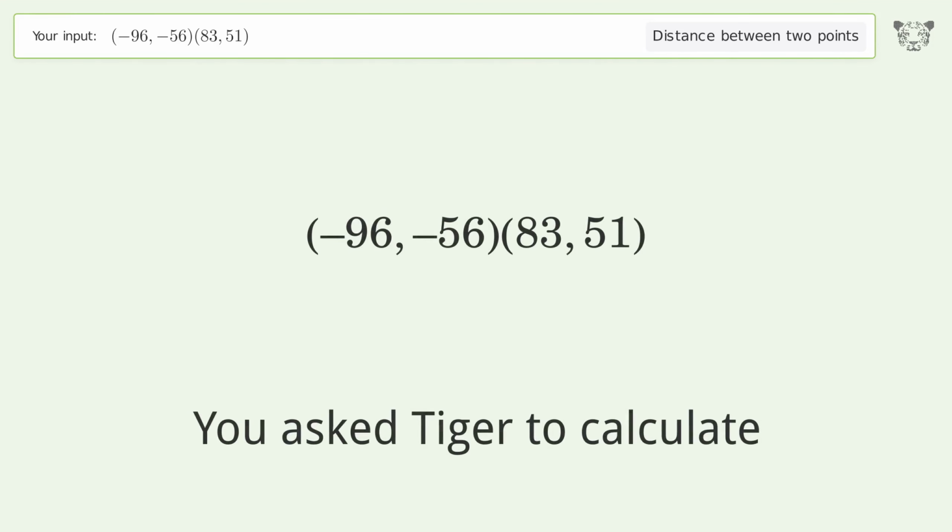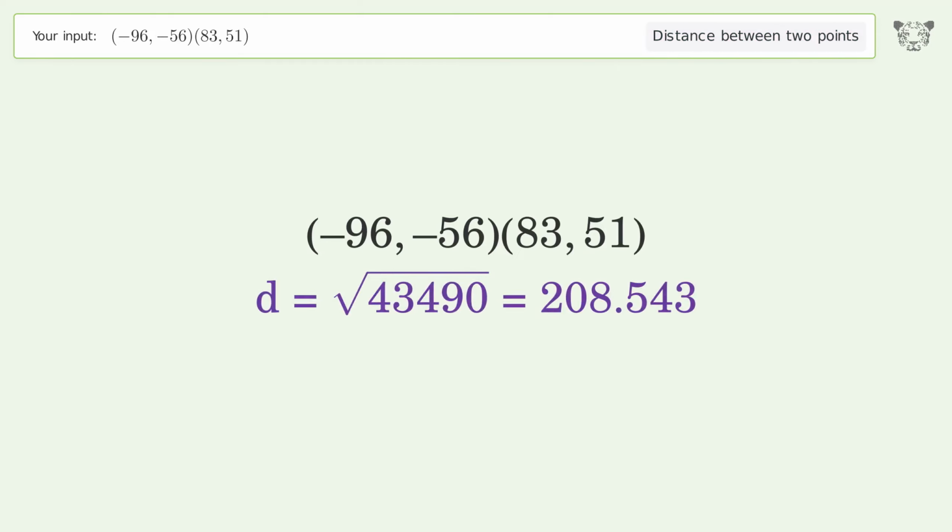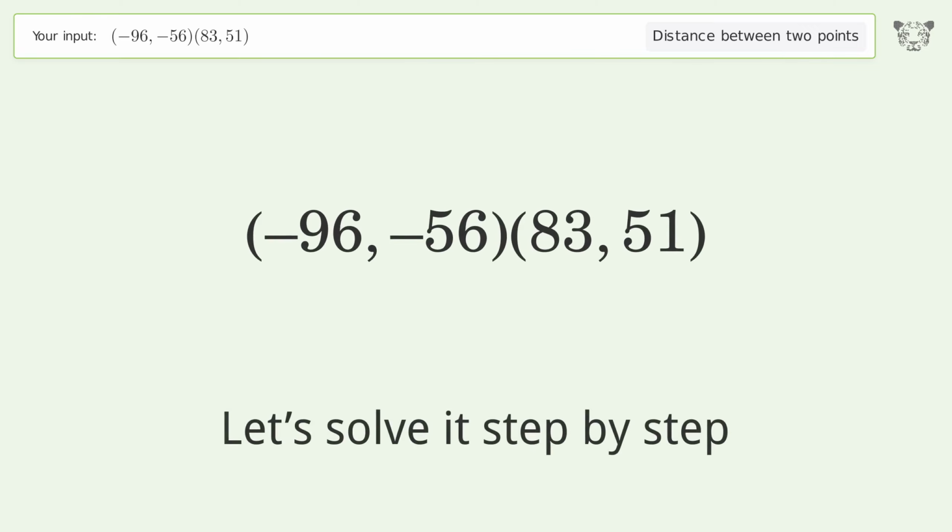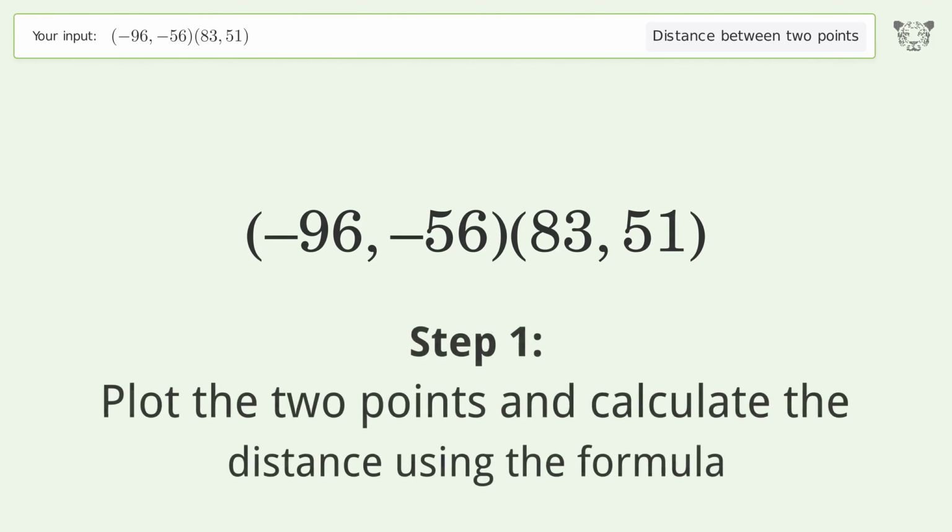You ask Tiger to calculate. This deals with the distance between 2 points. The distance between the 2 points is the square root of 43,490, or 208.543. Let's solve it step by step. Plot the 2 points and calculate the distance using the formula.